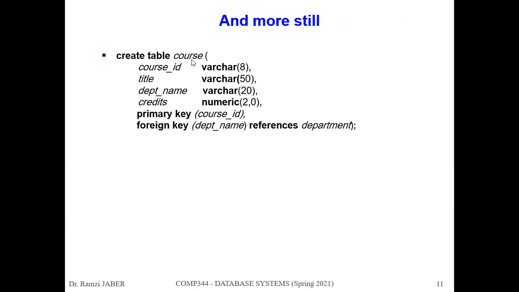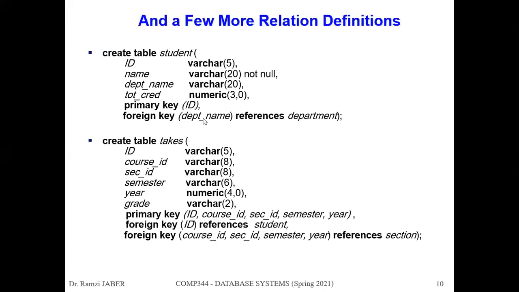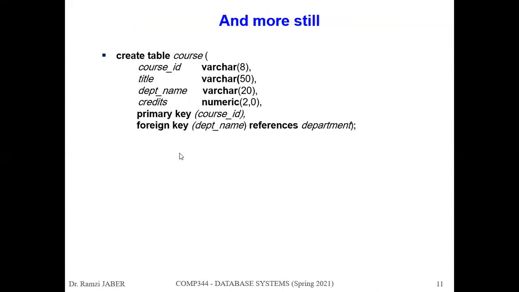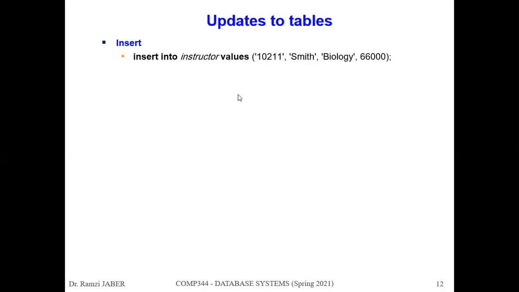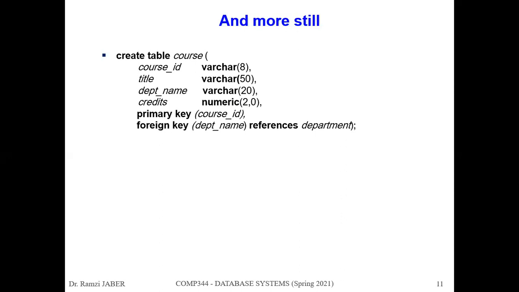Also, we want to create table course: course ID, title, depart name, credit. Primary key will be course ID. Foreign key will be depart name, references department. Okay, this is an ordinary table. So now in this command, we create the instructor table, the student table, the many-to-many table here as a special case, and the course table. Any question for them?